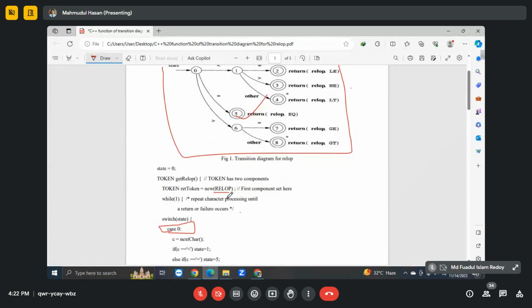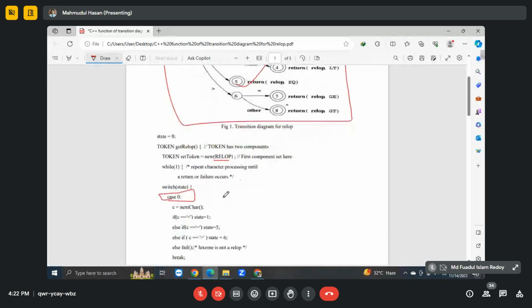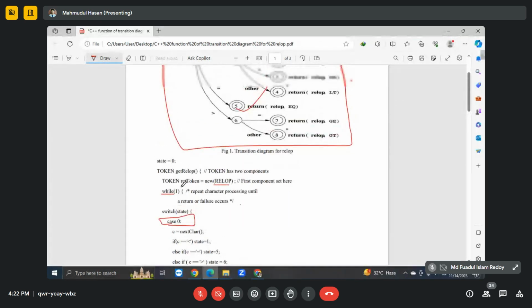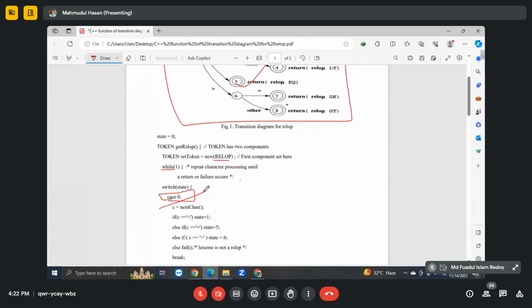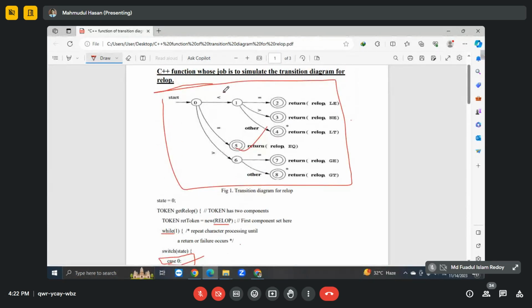Normally the token name is written in capital letters. Suppose we know that each state is represented with the help of case. So state 0 is represented with the help of case 0. Then we read the next character. If the next character is this one, then the state is 1. If the next character is equal, then the next state is 5. If the next character is this one, then the state is 6.